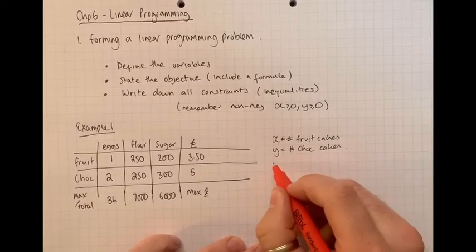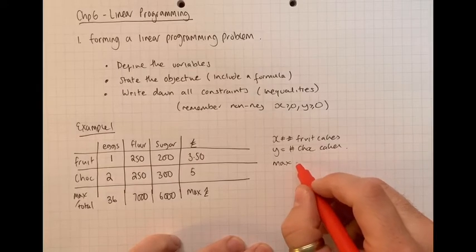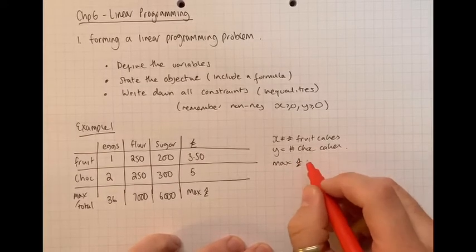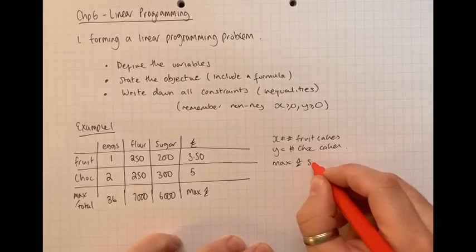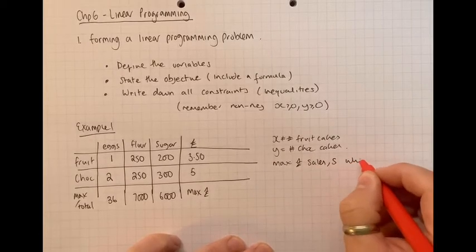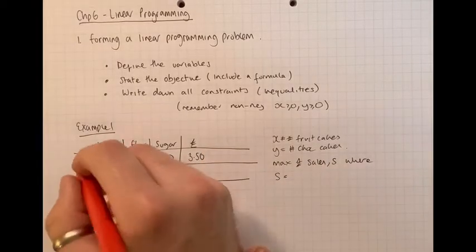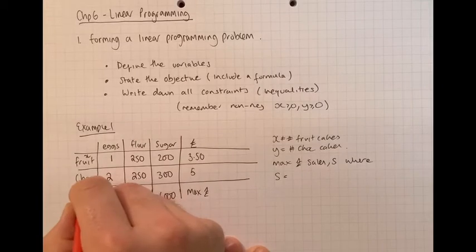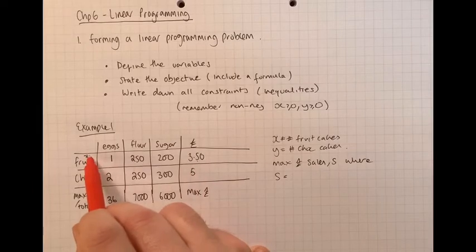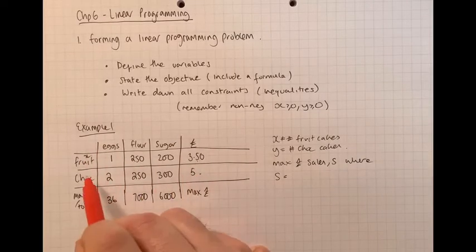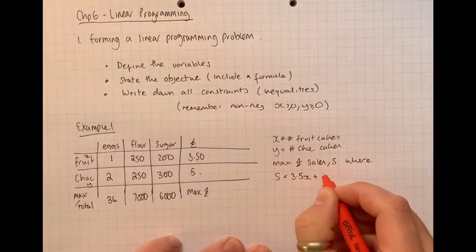The objective is to maximise the money she makes. Maximise pounds, sales, say S, where S equals. Now she makes £3.50 for every fruit cake. So remember the fruit cake is x. £5 for every chocolate cake. So I'm going to need to work out the total she makes. It's going to be £3.50 times the number of fruit cakes, times x, plus 5 times the number of chocolate cakes, so times y. So that's going to be 3.5x plus 5y.